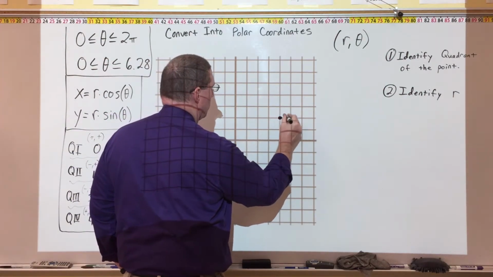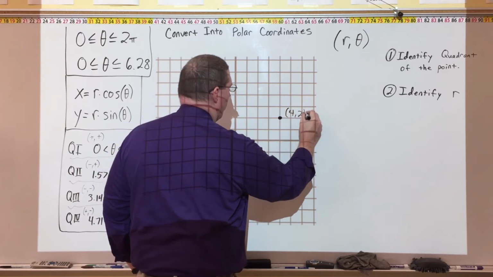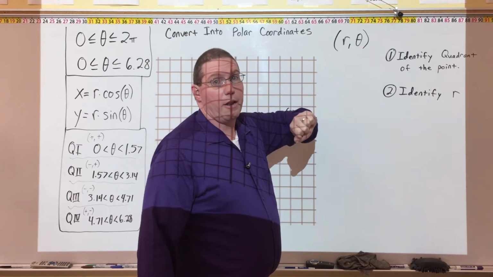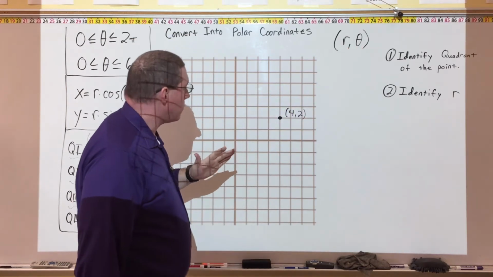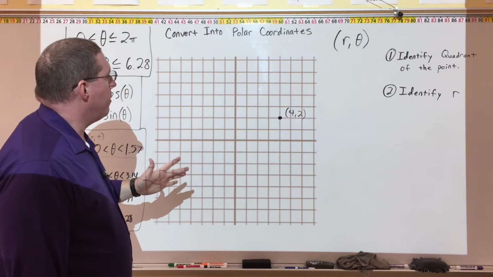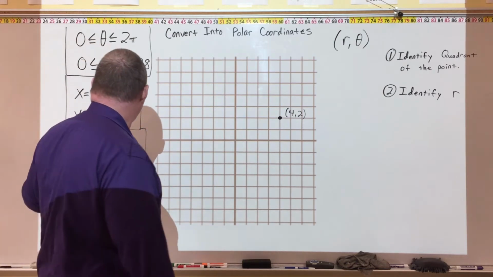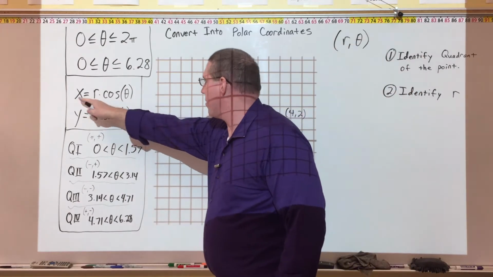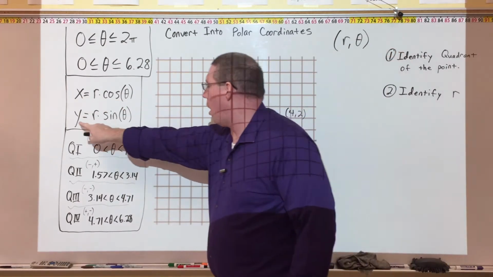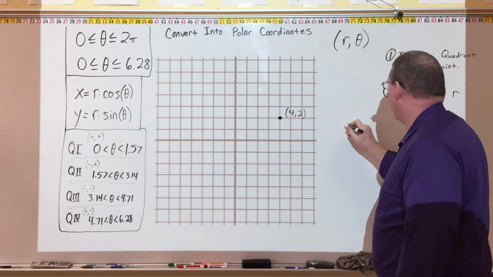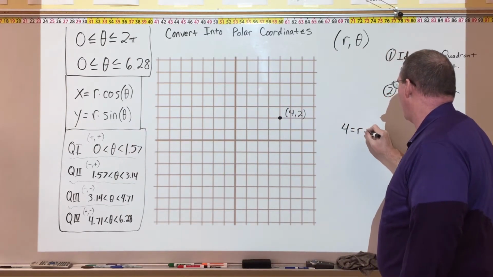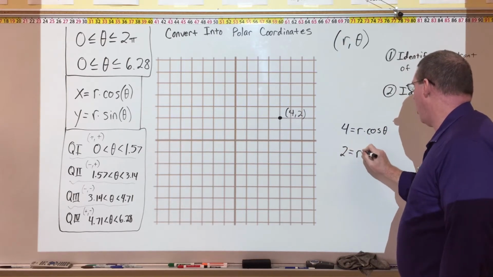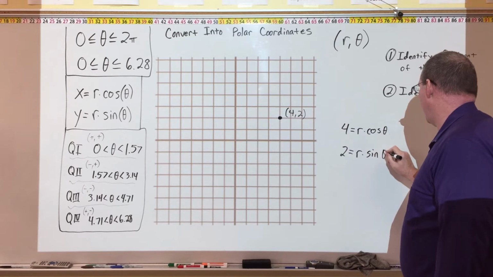This is the point (4, 2). And so let's say we want to convert the point (4, 2) into polar coordinates. We need a radius and a theta angle, okay? So the problem here is that we can use our formulas and put a 4 in for x and a 2 in for y, but here's what we come up with. We get 4 equals r cosine of theta and 2 equals r sine of theta, okay?